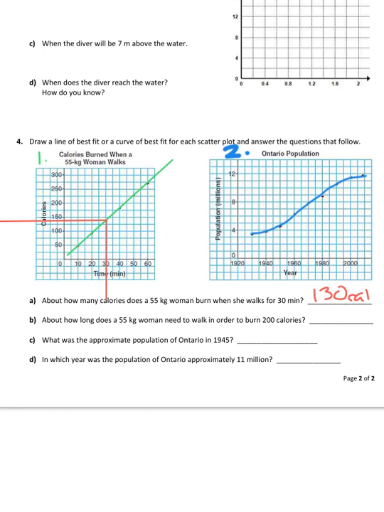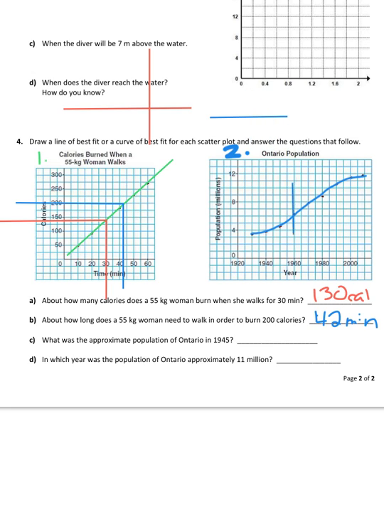About how long does a 55 kilogram woman need to walk in order to burn 200 calories? So again, let's look at our graph. This time we're going with 200 calories. 200 calories, let's read down, and we are looking at 42 minutes.